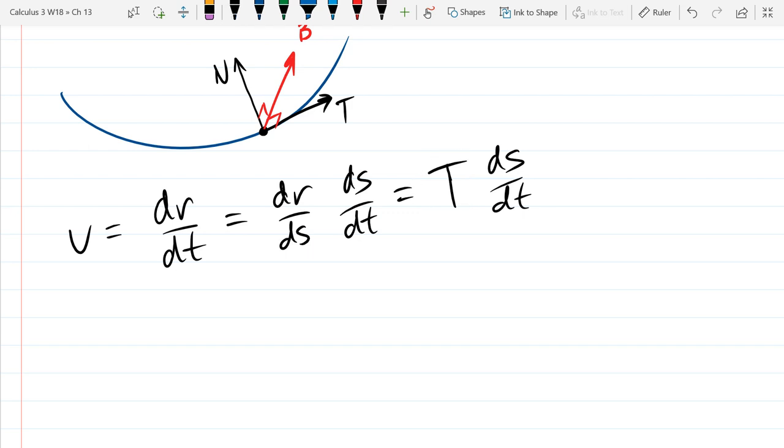So that's velocity. We're going to do the same thing with acceleration. So acceleration is dv/dt. And these are not the normalized versions. These are the regular velocity right here. And now we're going to look at the regular acceleration. We're going to try to rewrite it in terms of n.